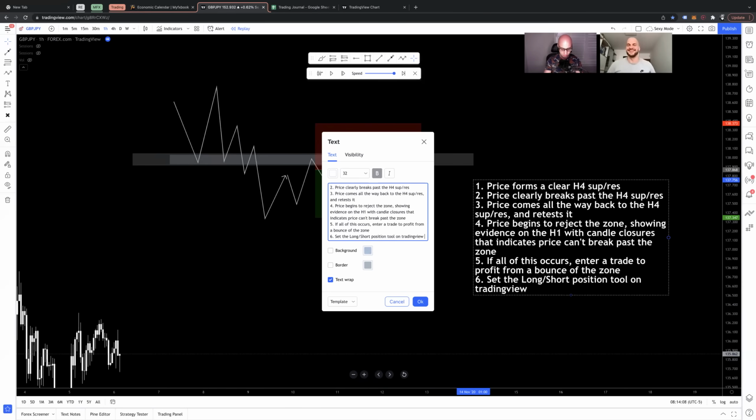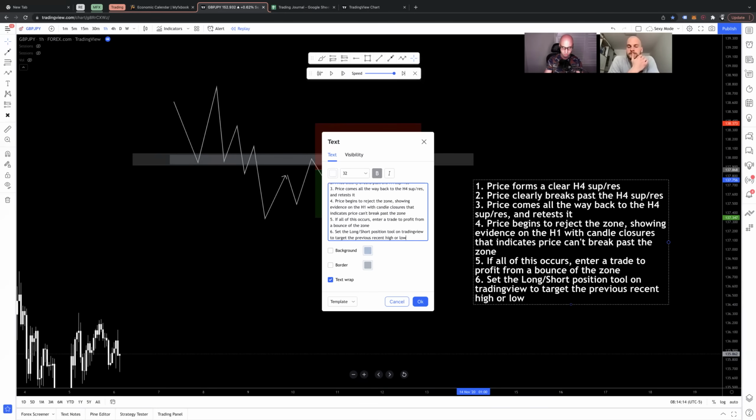Long short position tool on TradingView to target the previous recent high or low.